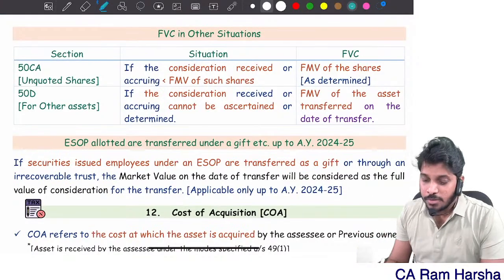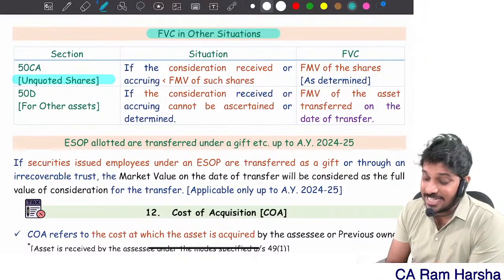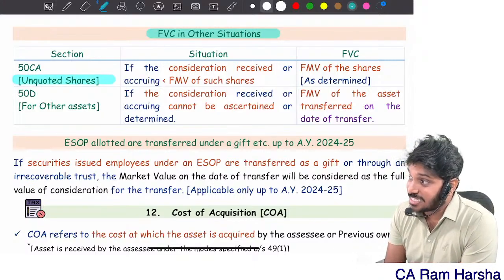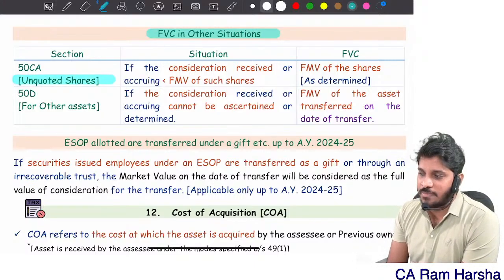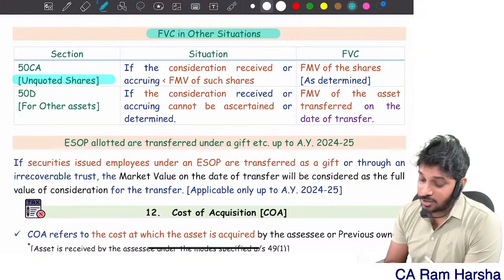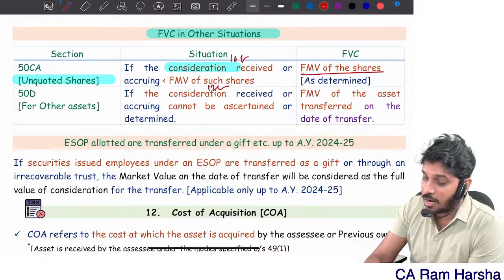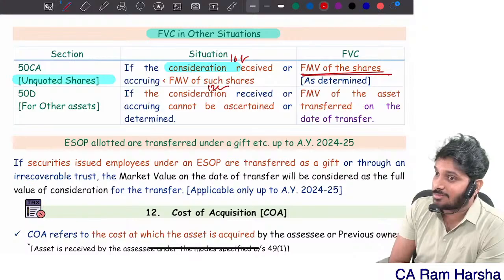Okay, fine. So, full value of consideration in other situations. What is full value? Suppose I am selling unlisted shares. In the problem, the moment they give you unlisted shares, see what the market value is. Suppose the actual consideration is 10 crores and the market value is 12 crores. Market value shall be taken.